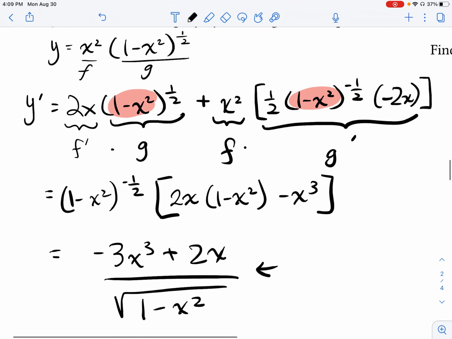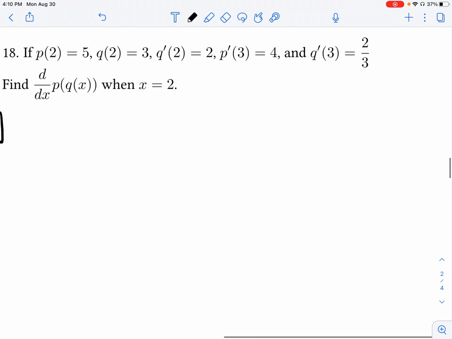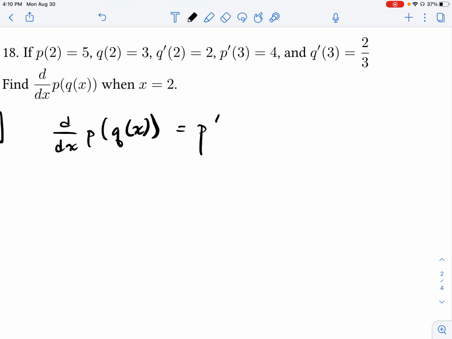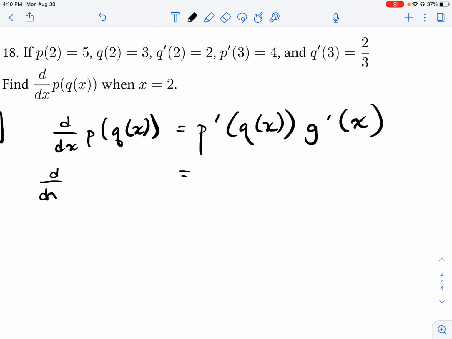Okay, and let me close it up by doing number 18 right over here. So go ahead and pause this video and give this a shot. The derivative now of this function, and so we're dealing with just the functions in their function notation, would be the following. p prime of q of x times q prime of x. There's our chain rule. So if we're finding the derivative of this when x is equal to 2, we would then substitute the following.